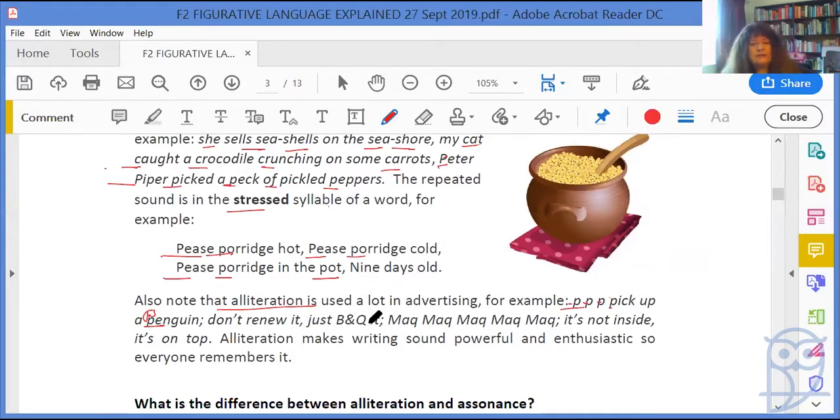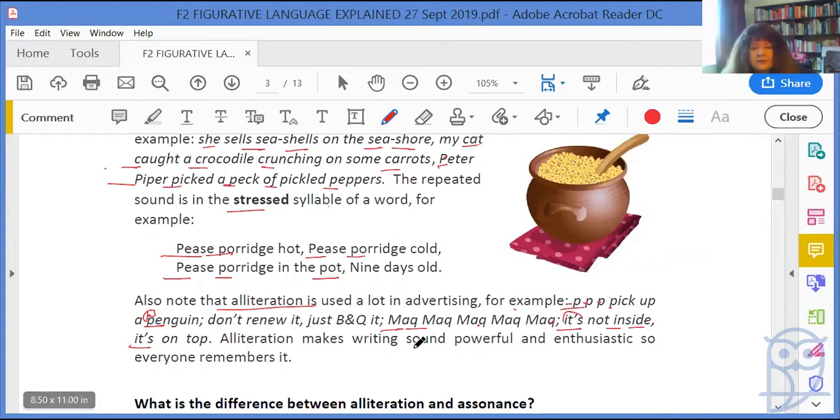Don't renew it, just be and cue it. That's another one to make you remember. It's more assonant. Mac. You've got your M and Q sound there. Alliteration, mac. You just remember it because it's like that. Alliteration. It's not inside, it's on top. We've got the I assonant sound there.